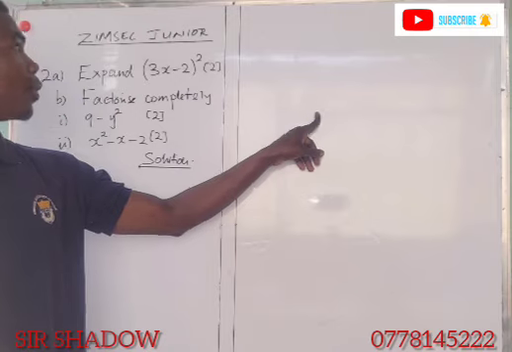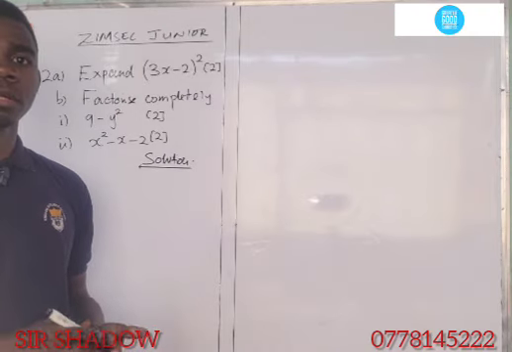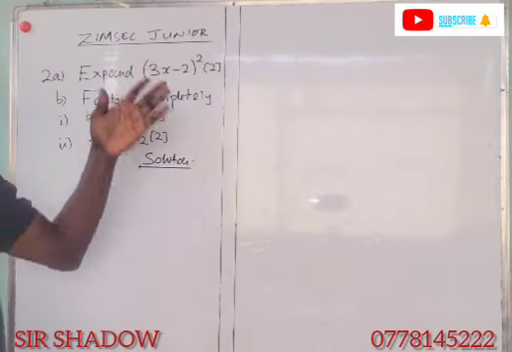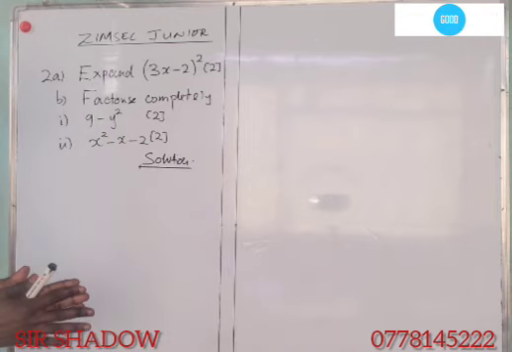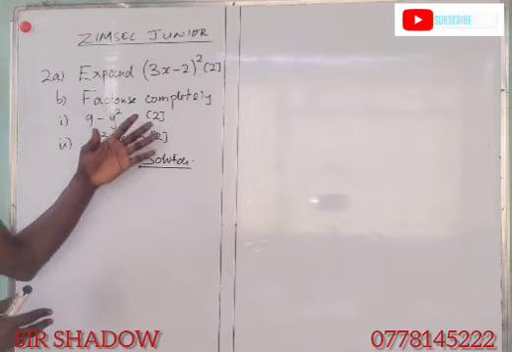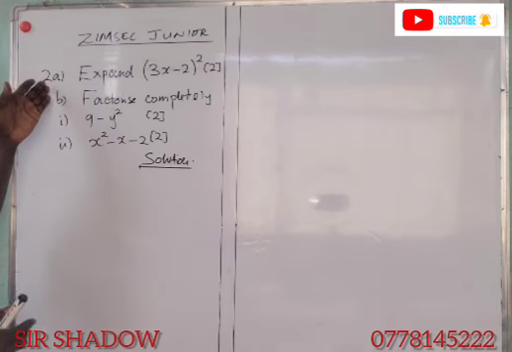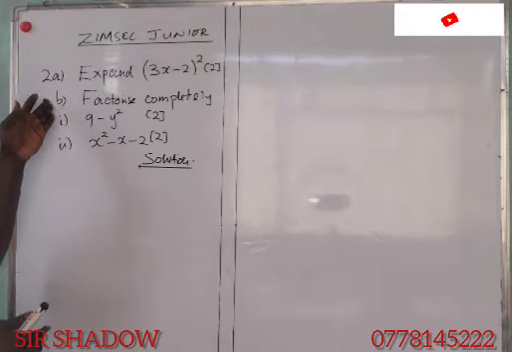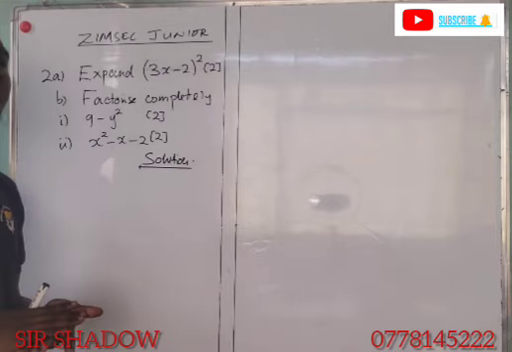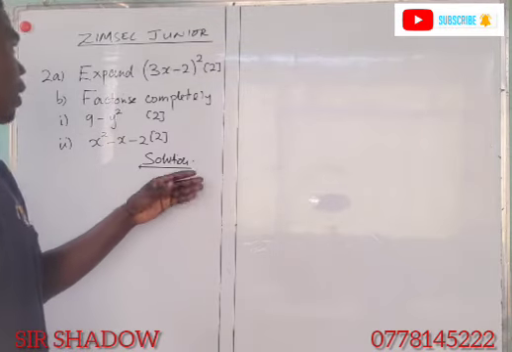For now we are going to focus on the revision from engineer level exam questions, right? We are given these three questions. The first part, which is question 2A, and the second part, part B, where we want to factorize completely, right?